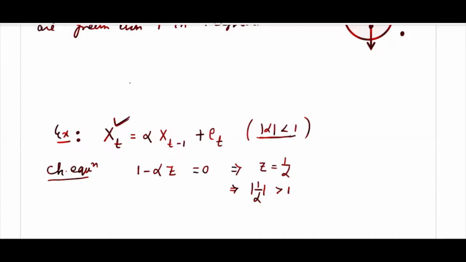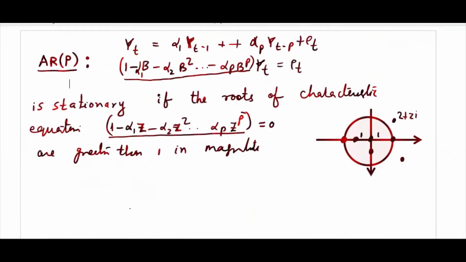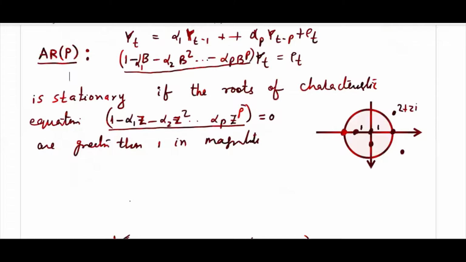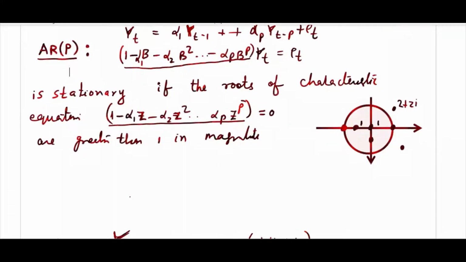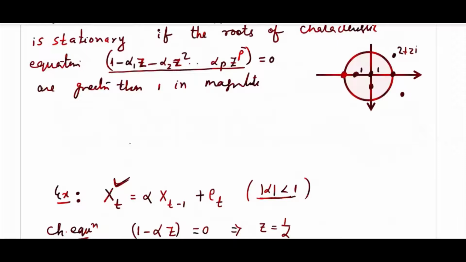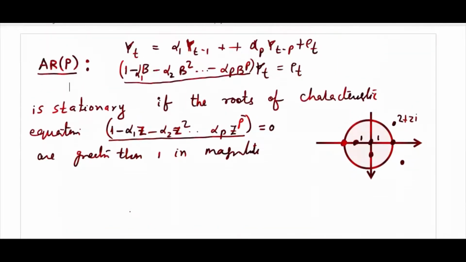Now if mod alpha is less than 1, then 1 by mod alpha will be greater than 1. And the roots of the characteristic equation, if you apply today's formula, are greater than 1 anyway. So we verified AR1: whatever formula we use, that one is consistent with the general formula for AR(p). So whatever we use for AR1 is also satisfied here. You can consider it this way: if mod alpha is less than 1, AR1 is stationary, or you can directly use this one for all p. Even if p is 1, we can use this formula. This is the general formula.